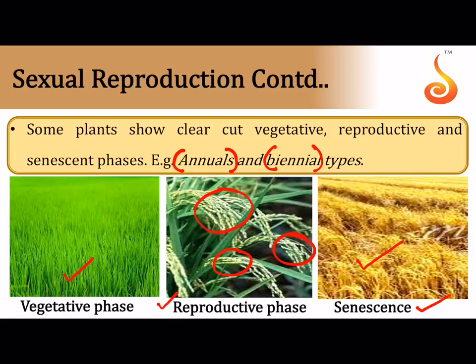Plants which live for 2 years. 1 year they undergo vegetative phase. In the second year they undergo reproductive phase, and finally they die out. In such plants which live either for 1 year or for 2 years, you can clearly distinguish between these different phases of life.